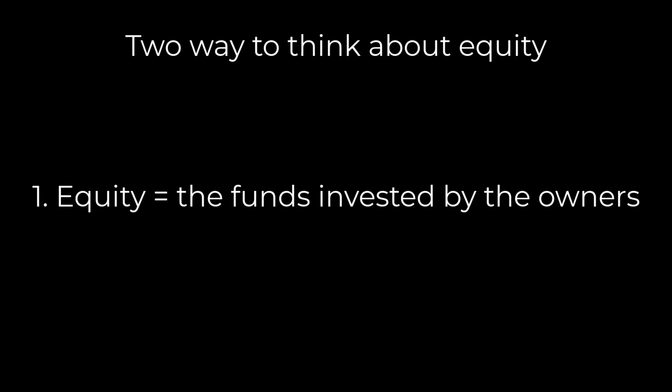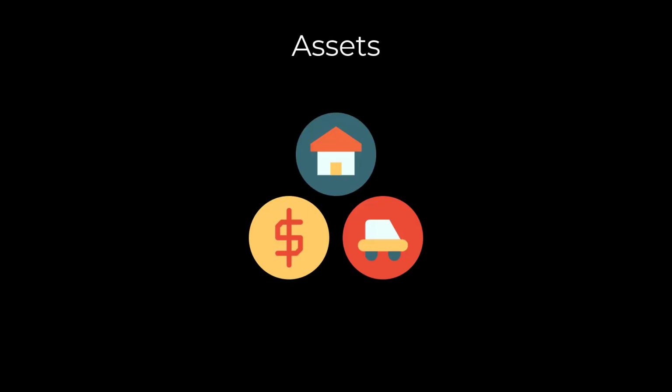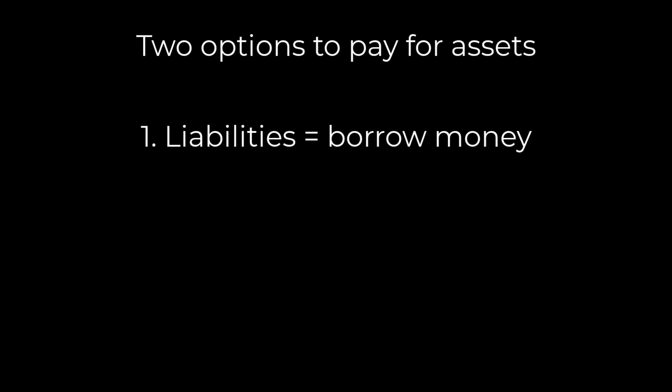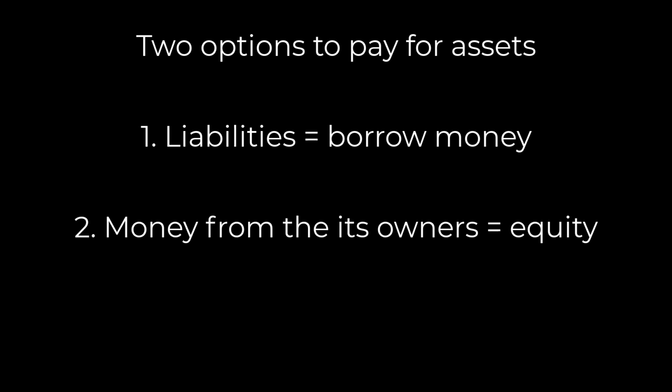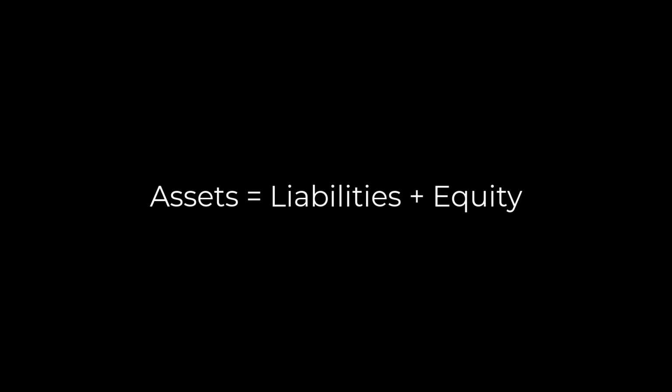The first is that equity is the funds invested by its owners. On the balance sheet, you have three main items: assets, liabilities, and equity. Assets are the things the company owns. The company must pay for these assets somehow. It has two options. It can use liabilities, which is another way of saying it could borrow money, such as borrowing money from a bank, or it can use money provided by its owners or shareholders. This is called equity. The equation, assets equal liabilities plus equity, might help you think about it.